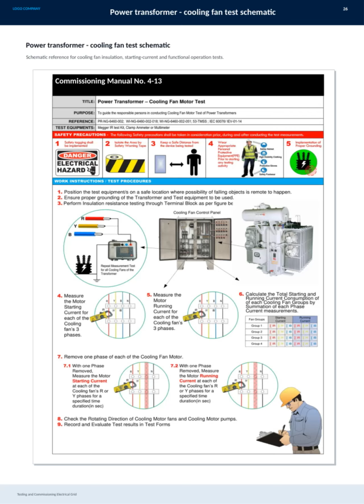Here we have the schematic for testing the cooling fan of a power transformer. This diagram is essential for understanding how to perform insulation checks, starting current measurements, and functional operation tests on the cooling fan. These tests ensure that the cooling system operates reliably and safely, which is critical for maintaining the transformer's performance during operation. This schematic is referenced in Commissioning Manual number 4-13, serving as a guide for technicians during the testing and commissioning phase of the electrical grid.